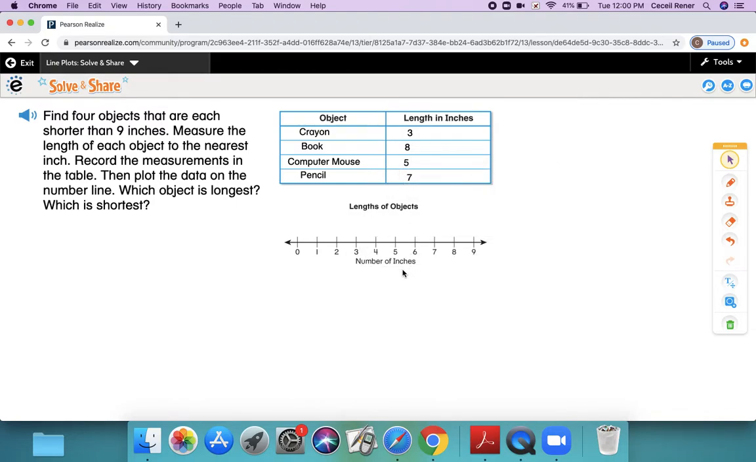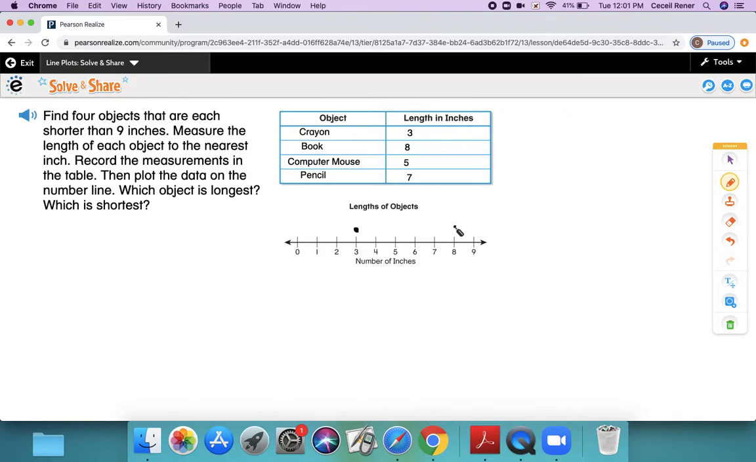Okay. Now the last thing they wanted us to do was plot the data on the number line. So here's what we need to do to plot the data. We're going to draw dots. So I'm going to start with my crayon, and I'm going to draw a dot. So I'm going to put 1 dot here for my crayon. Okay, there's my crayon. Then I had an 8-inch book.